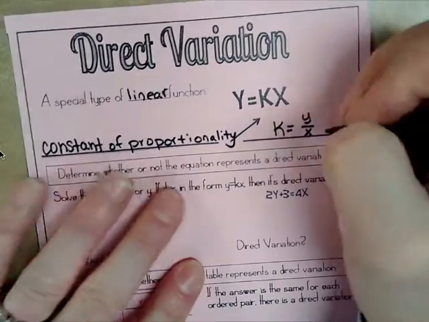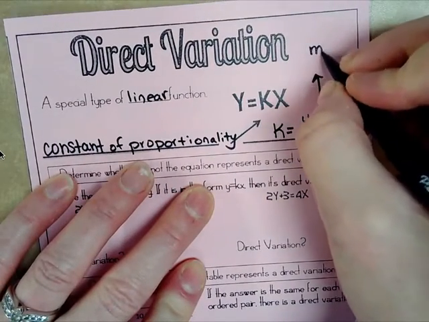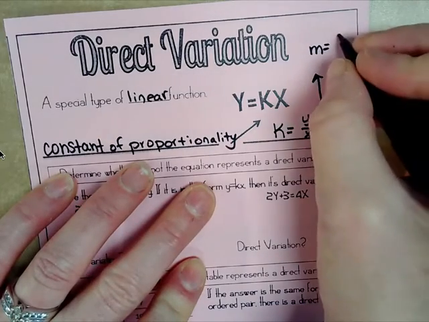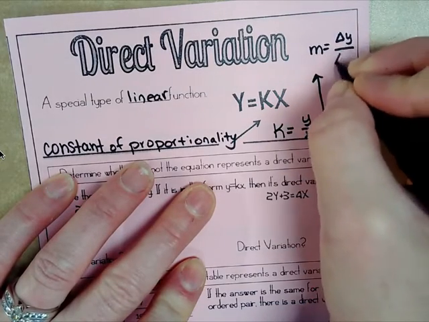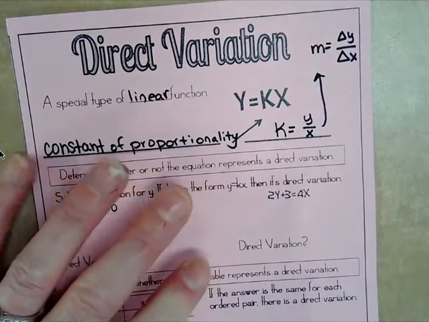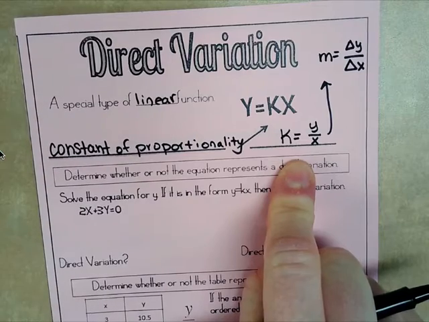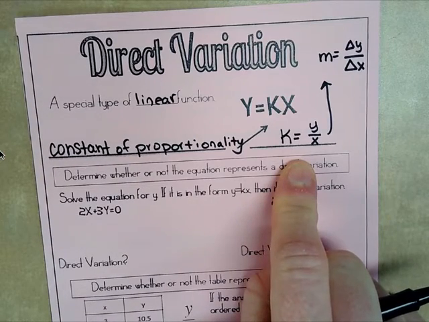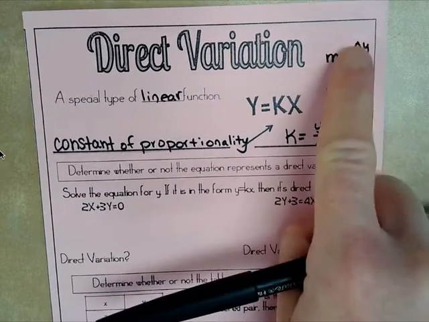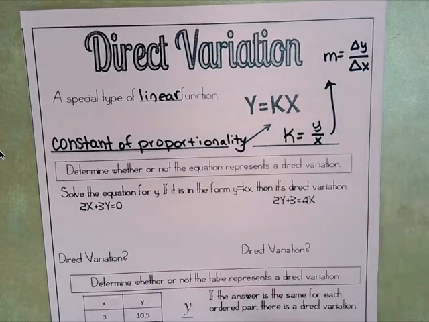This is similar to, remember when we look at a table, we find our slope by doing change of y over change in x. The little triangle is delta, and it means the change, the difference between y values. But with k, all you have to do is divide your y by your x value. You don't have to find the change because it's a proportional relationship.